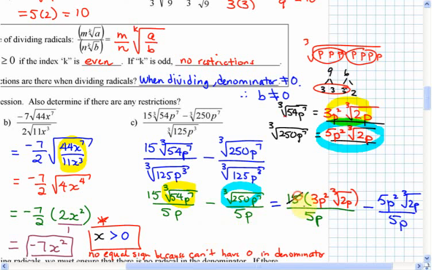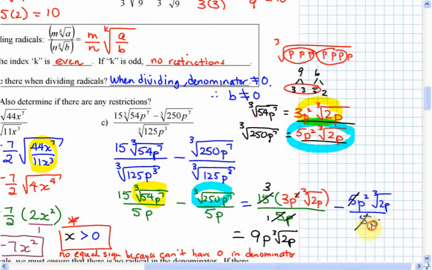Can you see how the 15 and the 5 simplify? Can someone help me out? What does that simplify to? 3 on top, 1 on the bottom. You see how there's a p and a p squared? So that p and the squared part disappear? Agree? Okay. So we're left with 3 times 3 is 9. 9p, the cube root of 2p. And then on the other one, the 5s cancel out. The p and the square disappear, so you're left with minus p, cube root of 2p.